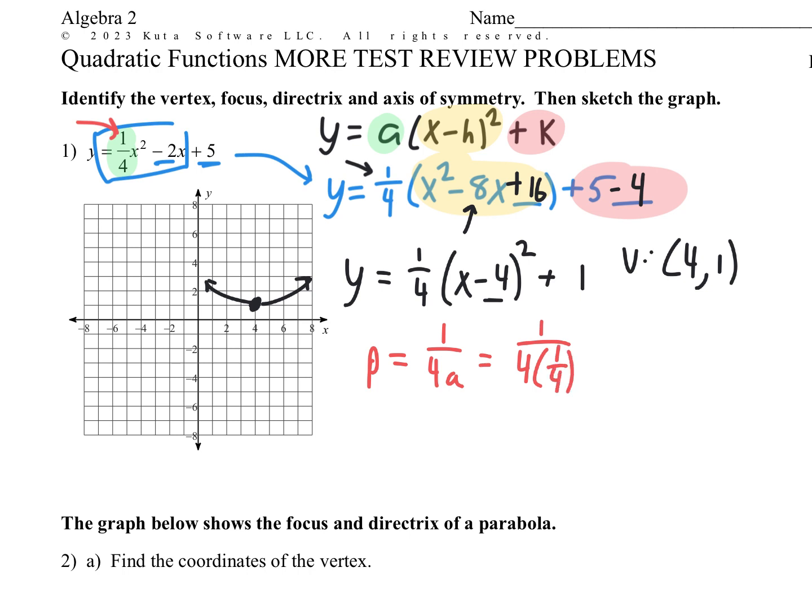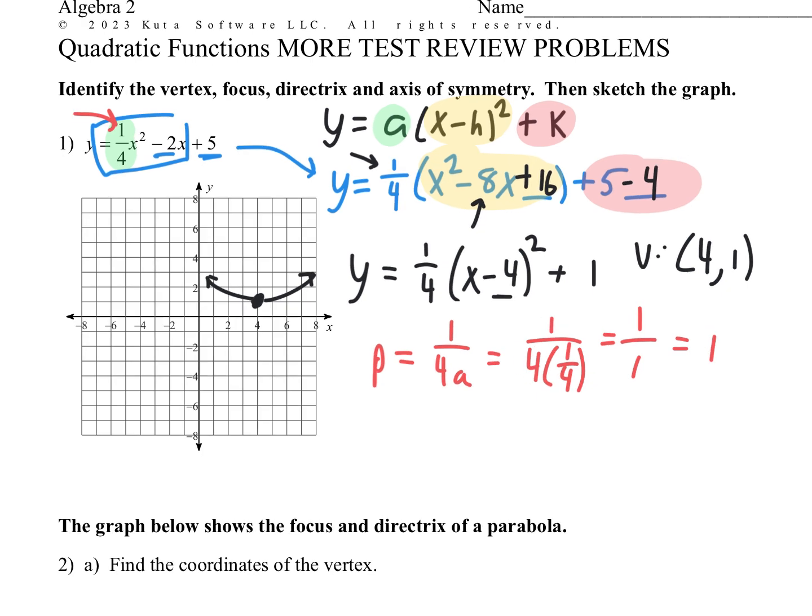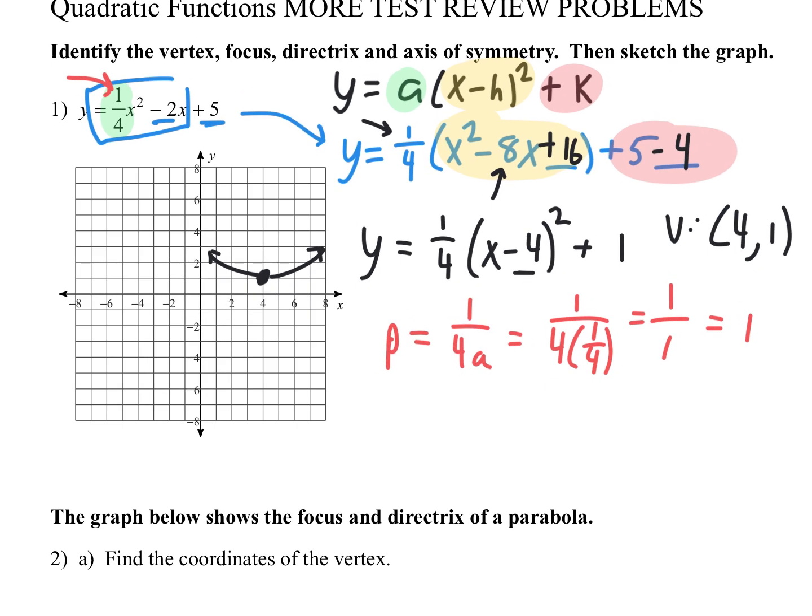Okay, so we're going to find the focal length by simplifying this expression here. And just remember, it's 4 times 1/4 in the denominator. That equals 1. So the focal length is really just 1. Okay, so what we know is that the distance from the vertex to the focus is 1 unit. So since the parabola opened up, the focus will be 1 unit above the vertex. So the focus is going to be sitting up there at (4, 2).